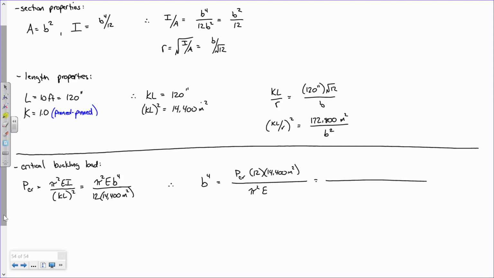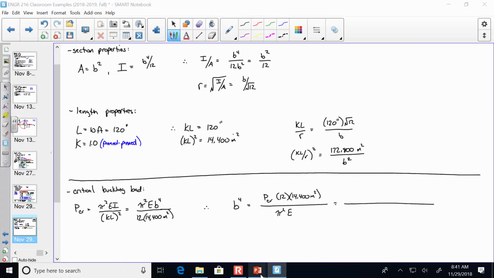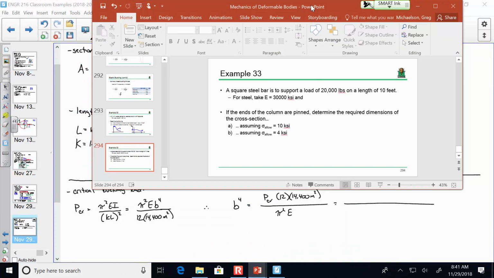Well, hold on. Let's go back to the problem. Do we know P critical? Well, let's see. We know E. We know 12, all this. What are we going to take to be P critical for this? The 20,000 pounds, right? Because what we're trying to do is figure out the required dimensions of the column such that it won't buckle. So we're going to take the 20,000 pounds to be the critical buckling load. But do I put 20,000 in that equation? 20 kips. I put 20 kips. Why am I putting 20 kips? Because E is in KSI.